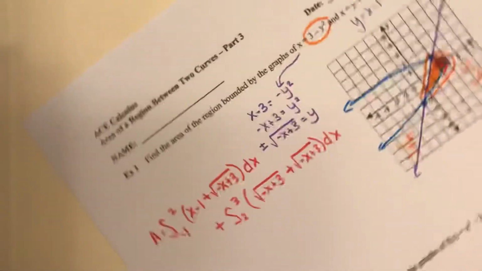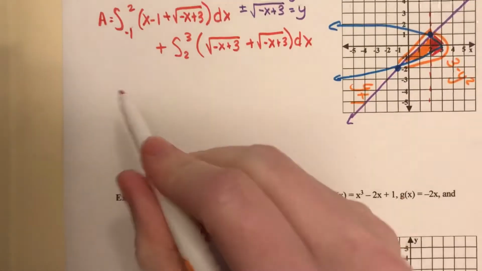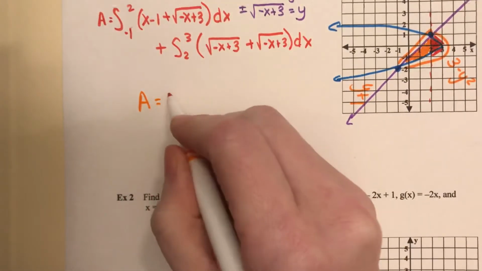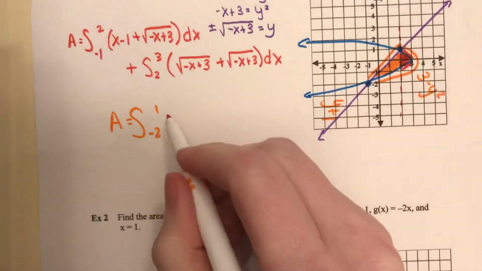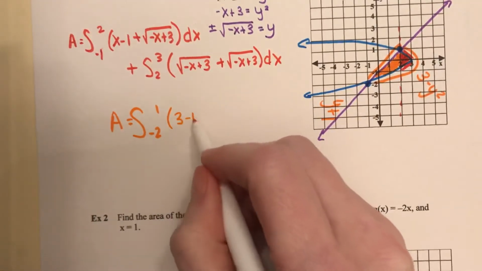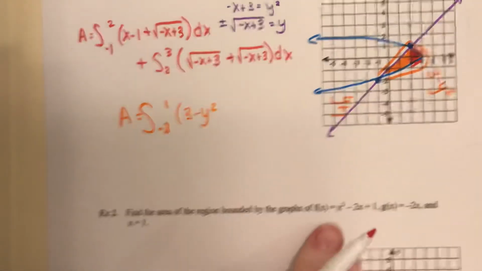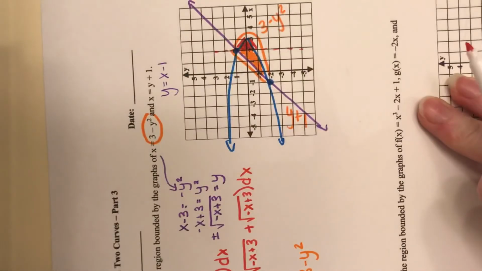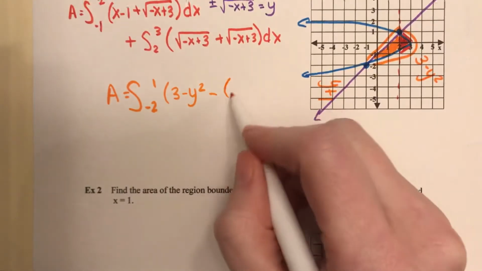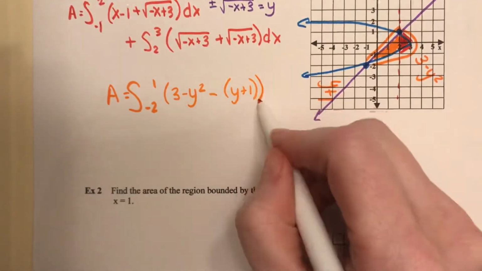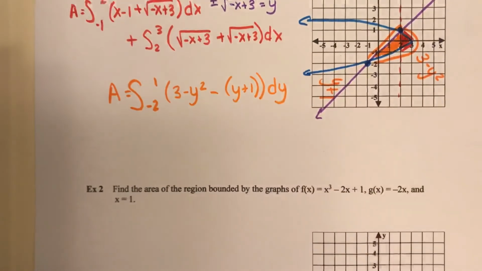So to make this a little easier, I can use y instead. And I would go from -2 to 1 of top minus bottom. Now when I turn my paper sideways, the parabola was on top. So in terms of y, the parabola is 3 minus y squared. And when I turned my paper sideways, the straight line was on the bottom. So minus y plus 1. Now instead of dx, we put a dy.